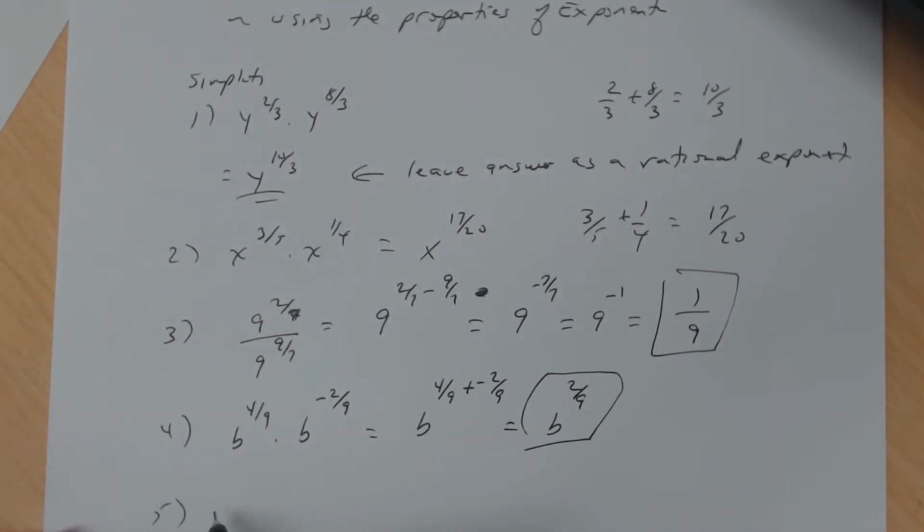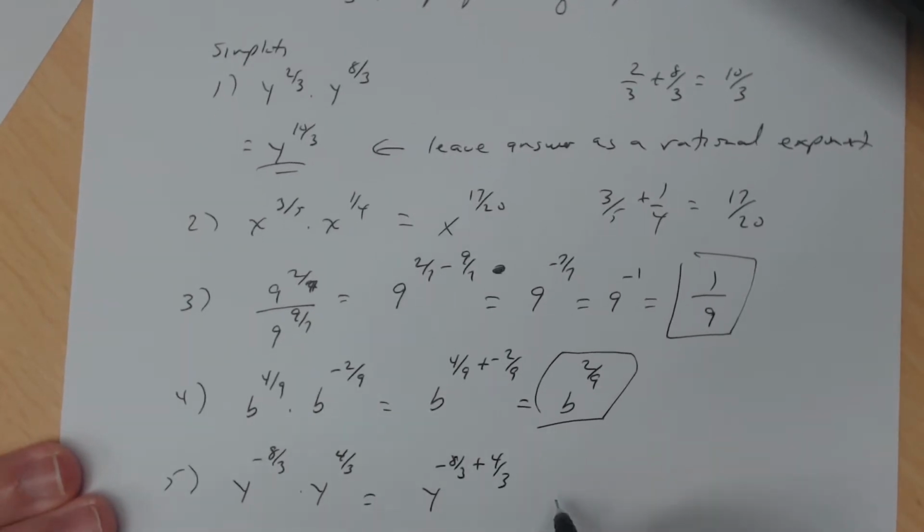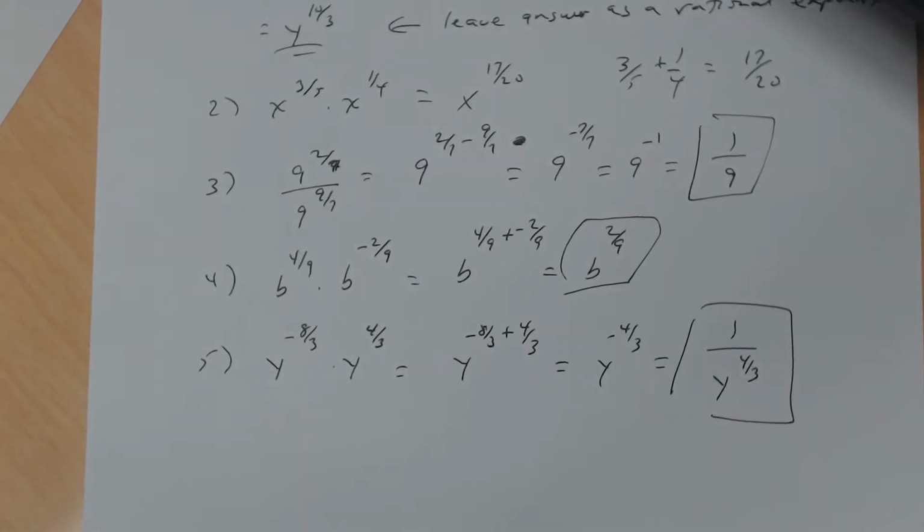Number five, suppose we had y to the negative 8/3 times y to the 4/3. When you multiply bases, you add exponents. So it'll be y to the negative 8/3 plus 4/3. The denominators are the same, so that'll be y to the negative 4/3. Again, you don't want any negative exponents, so you can write this as 1 over y to the 4/3, and just leave the answer with a positive exponent.